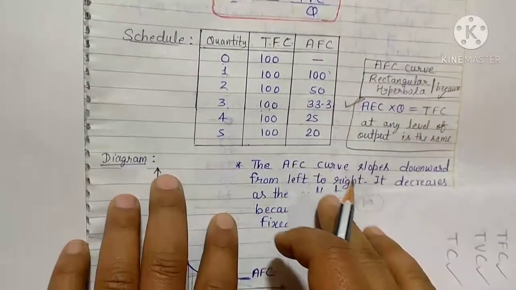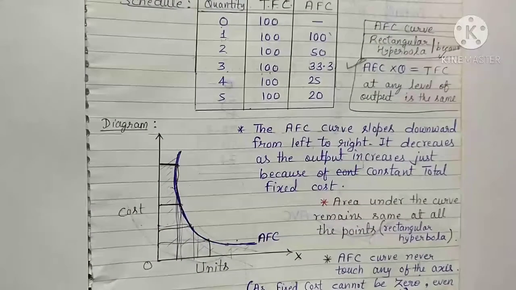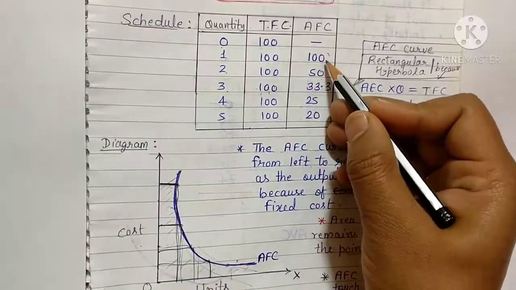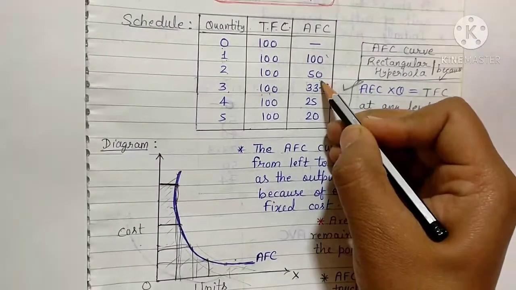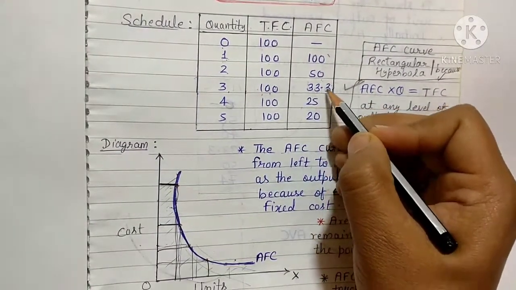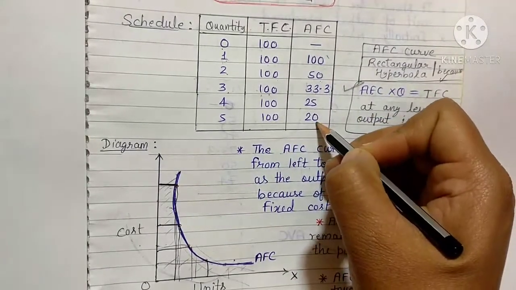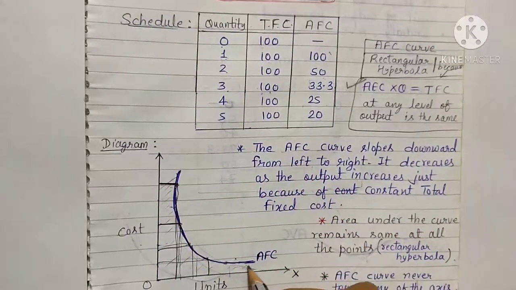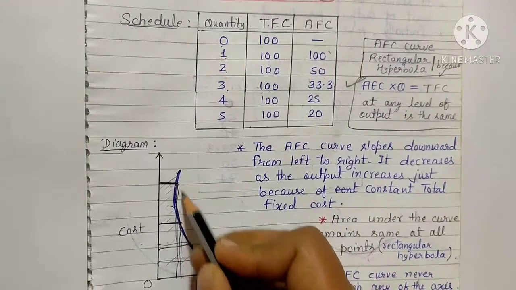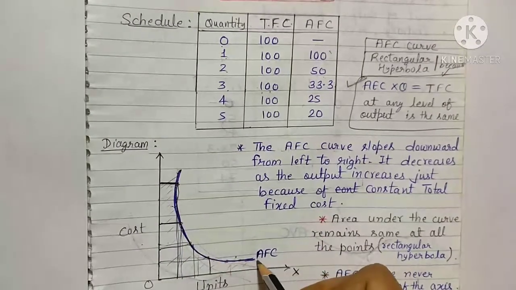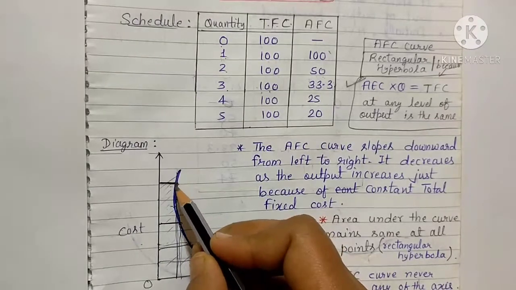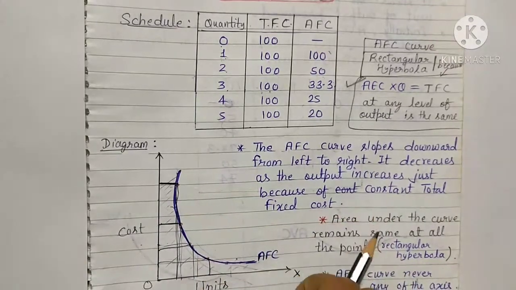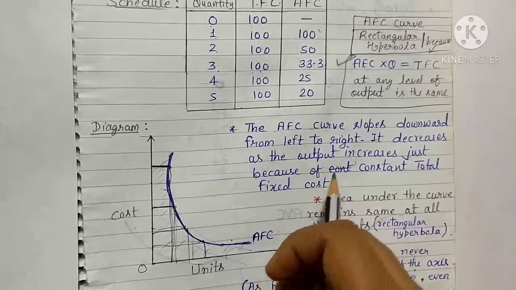Now just look at this diagram. As you can see here, it starts from the top at 100, then decreases to 50, then decreases more to 33.3, then 25, then 20. It is continuously decreasing, from 100 down to 20. So it is a curve starting from here and going down like this. Why is this curve called rectangular hyperbola? We call the curve of AFC, the average fixed cost curve, a rectangular hyperbola.